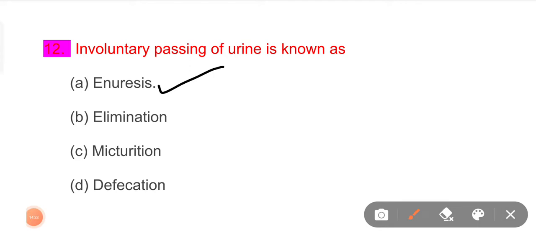So enuresis is the condition when the person is unable to control the bladder.